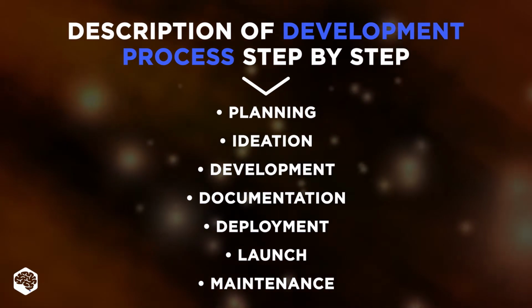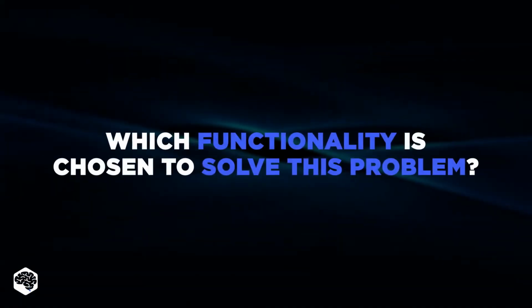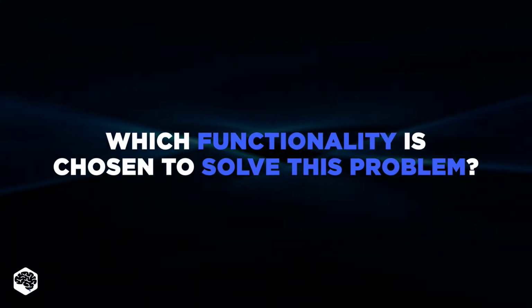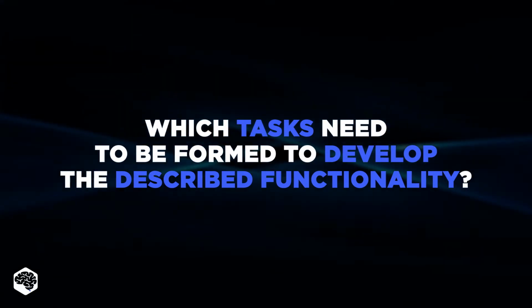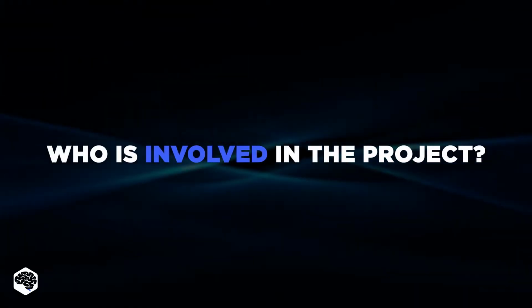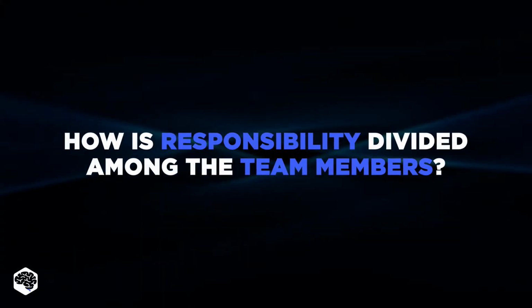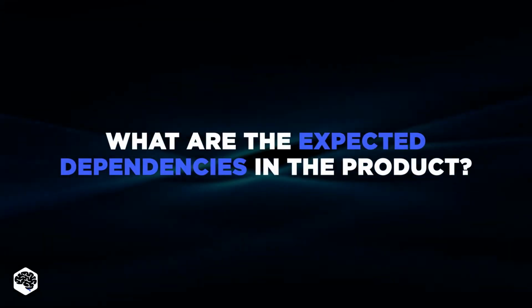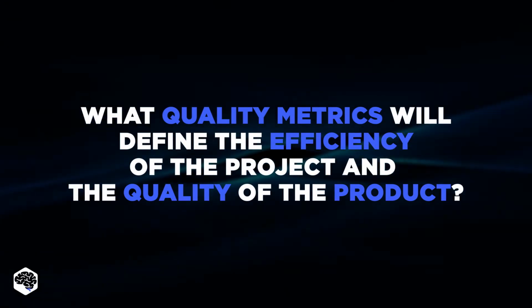The goal of a software development plan is to answer the following questions. 1. Which functionality is chosen to solve this problem? 2. Which tasks need to be formed to develop the described functionality? 3. What is the order of the feature development? 4. Who is involved in the project? 5. How is responsibility divided among the team members? 6. What are the expected dependencies in the product? And 7. What quality metrics will define the efficiency of the project and the quality of the product?